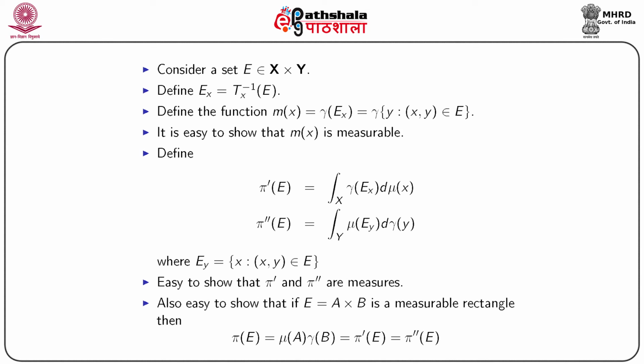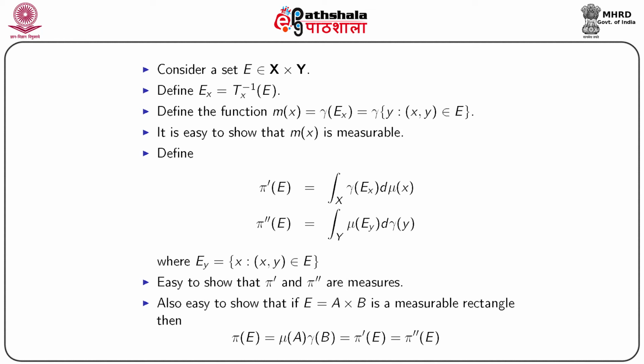Now we consider a set E which belongs to the product space X cross Y. We define E_x as T_x inverse of E, and we define the function m_x as gamma of E_x. This is gamma of the set of y such that (x, y) belongs to E, and it is easy to show that m_x is measurable.